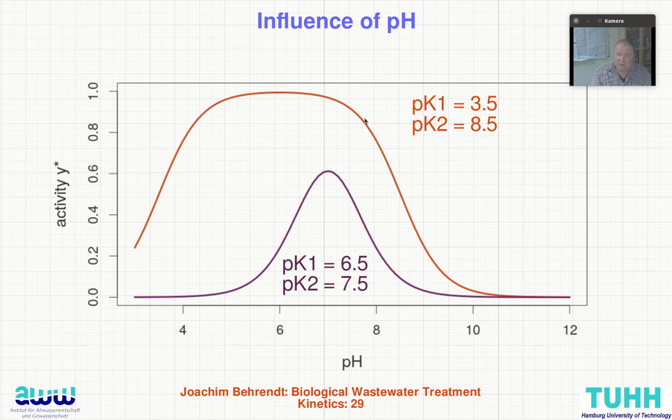One example, pK1 is 3.5, pK2 is 8.5, then the activity is nearly 1 over a range of several pHs. But if they are narrow, with only 1 unit in between, then we have a very defined optimum of a pH. And we don't reach the activity of 1 either. So this is always reduced. In this case we have, for example, methanogenic bacteria, where it's quite narrow.